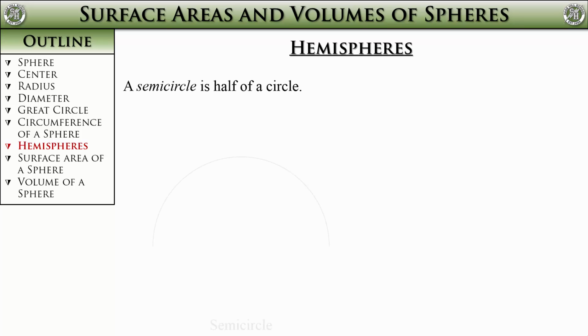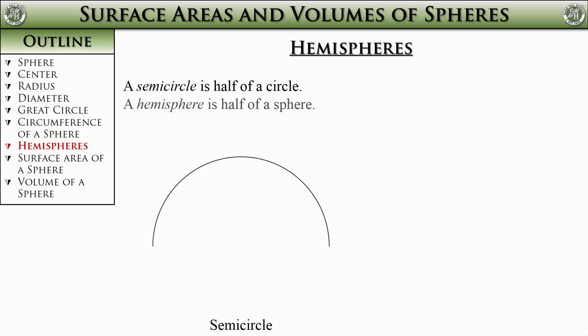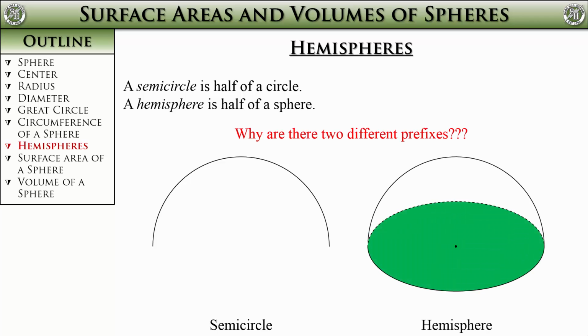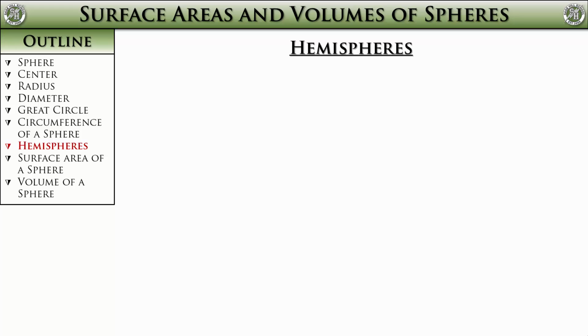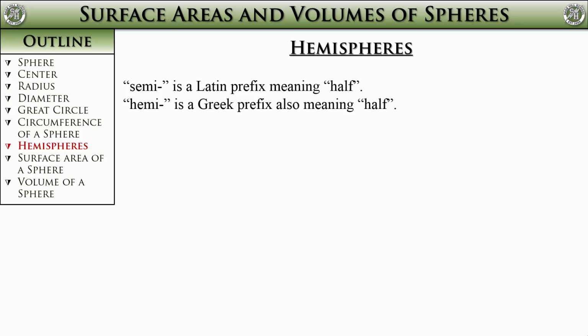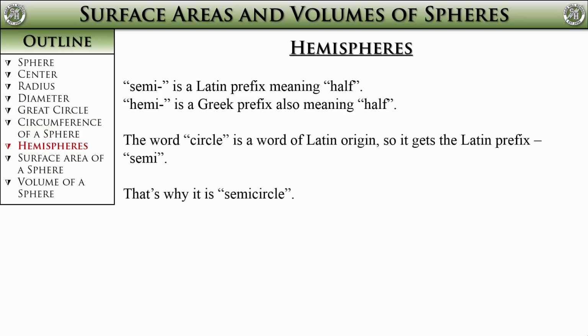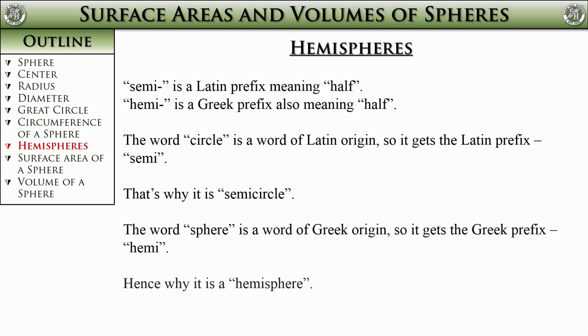A quick side note which some of you have been wondering about. A semicircle is half a circle. A hemisphere is half a sphere. Why are there two different prefixes? Why isn't it hemicircle or semisphere? Now granted you aren't used to saying it that way, so it probably sounds weird, but that's just because you aren't used to it. What's the reason why they don't use the same prefix? Here's why. Semi is a Latin prefix meaning half. Hemi is a Greek prefix also meaning half. The word circle is of Latin origin, so it gets the Latin prefix semi. That's why it's a semicircle. The word sphere is of Greek origin, so it gets the Greek prefix hemi, hence why it is a hemisphere. So for the handful of you who have been wondering about that, there's your answer.